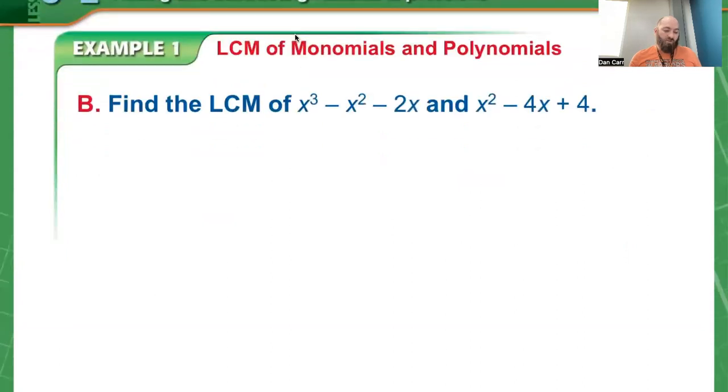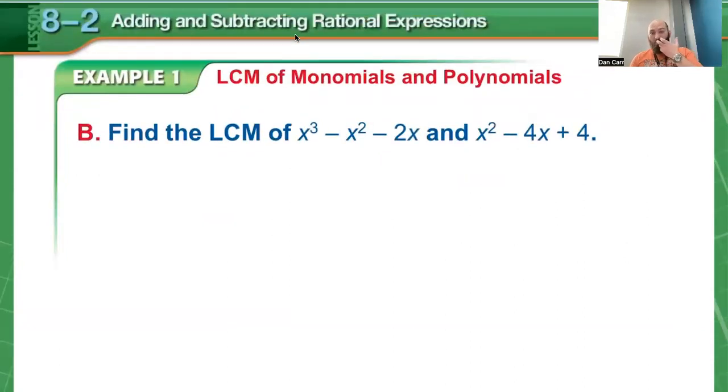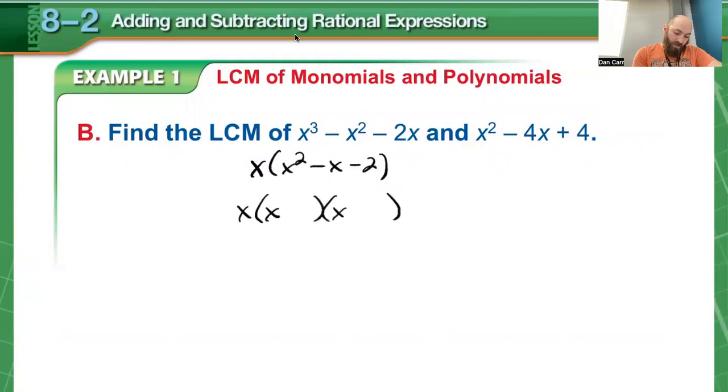We can also do least common multiples of polynomials. In order to do that, we're going to start with factoring. I want to factor both of these expressions. So for example, x cubed minus x squared minus 2x, I can take an x out of the front. So x squared minus x minus 2. And then I can factor it one more time, and that's going to be, let's see here, x and x. That's going to be a plus and a minus, and it'll be a minus 2 and a plus 1.